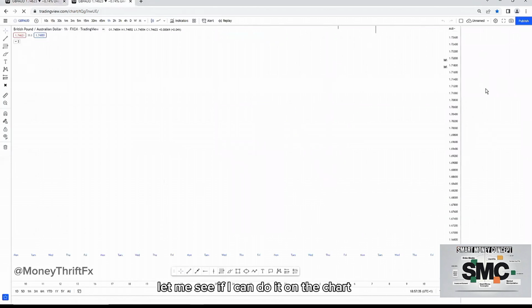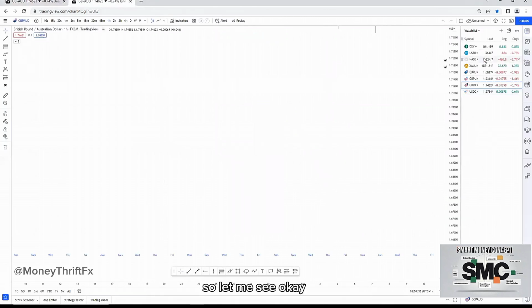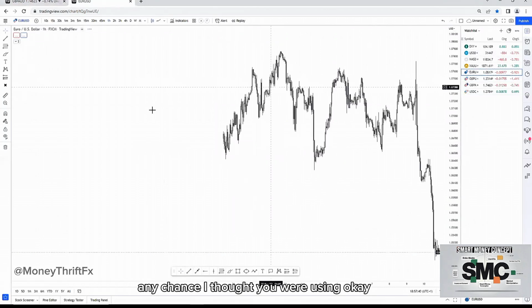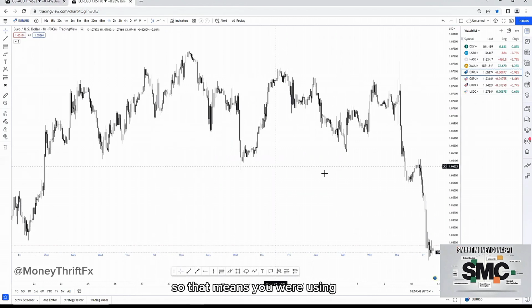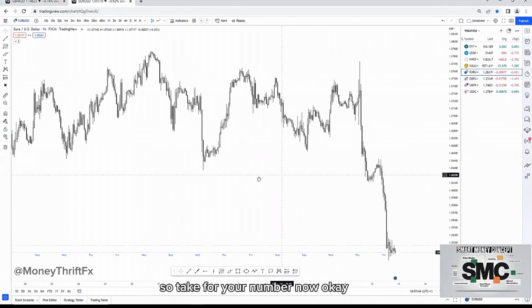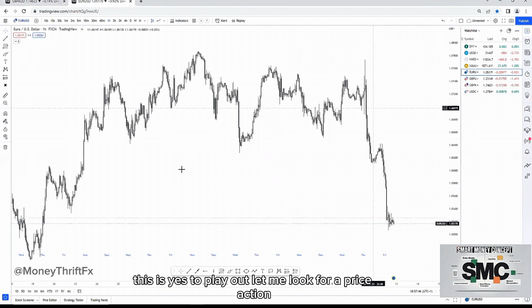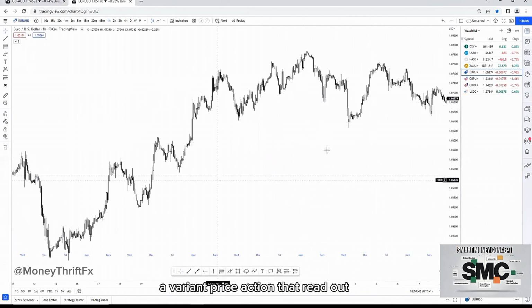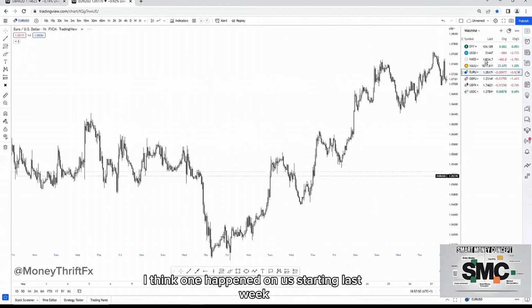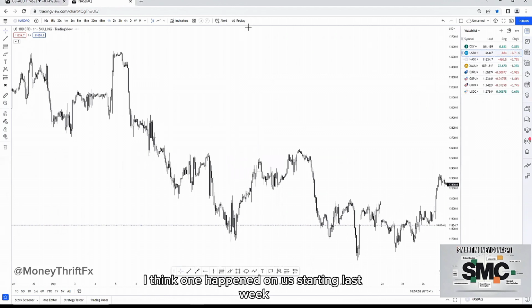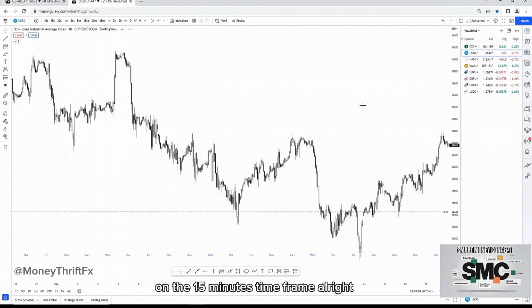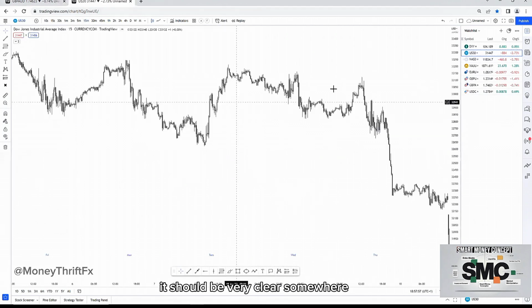Okay, let me see if I can load another chart. Any chart at all, Euro USD. So take for example now, this is yet to play out. Let me look for a very neat price action that played out. I think one happened on US 30 last week on the 15 minutes time frame. It should be very clear somewhere here.